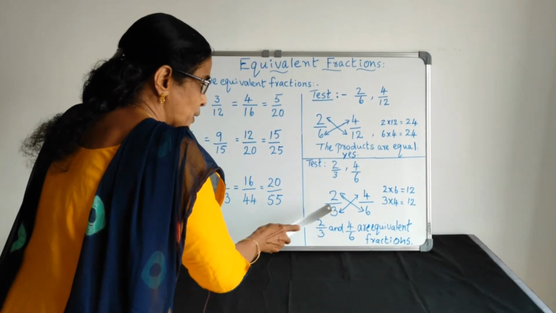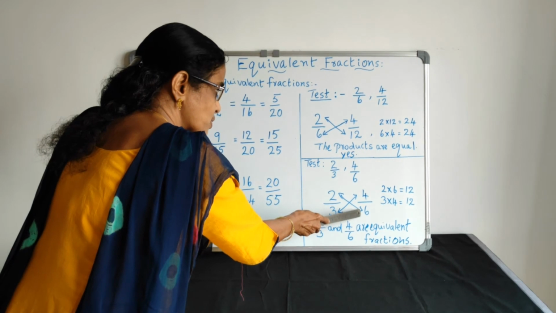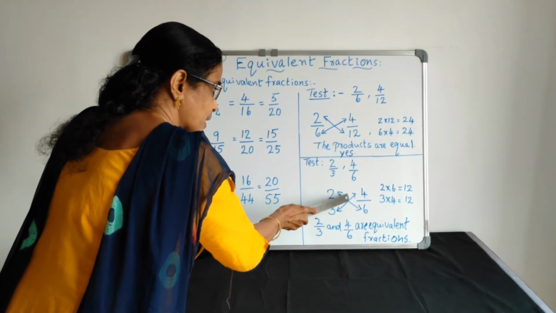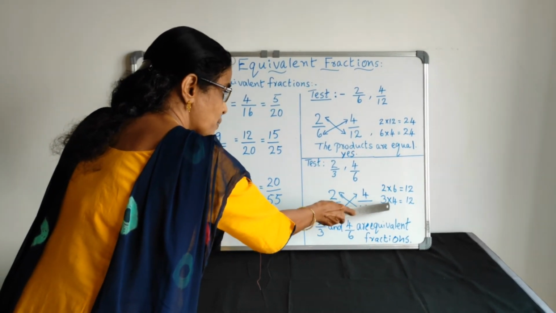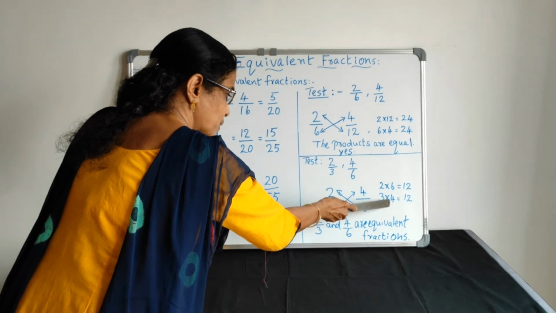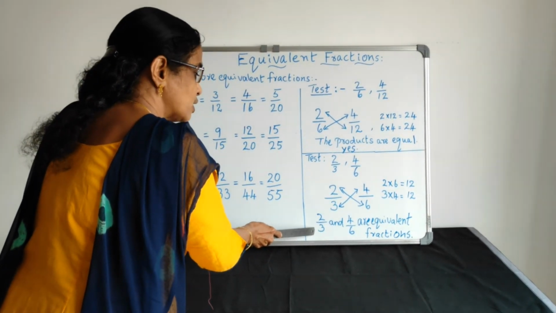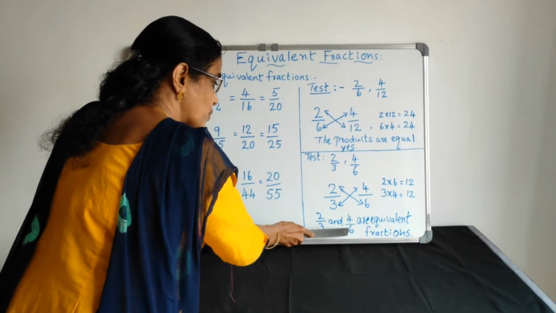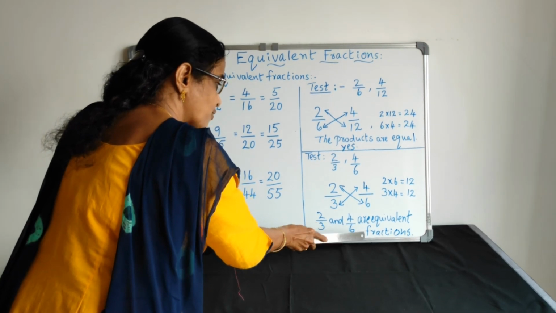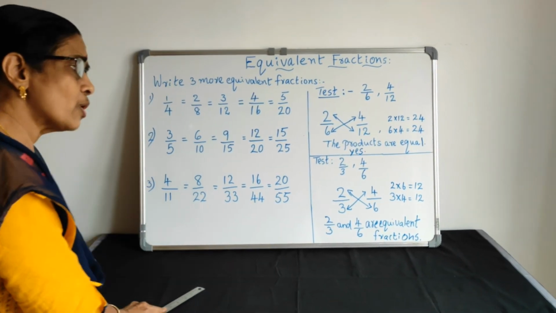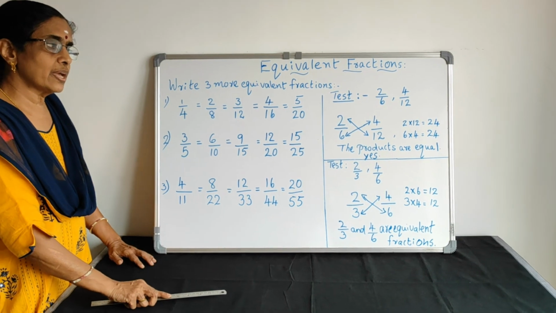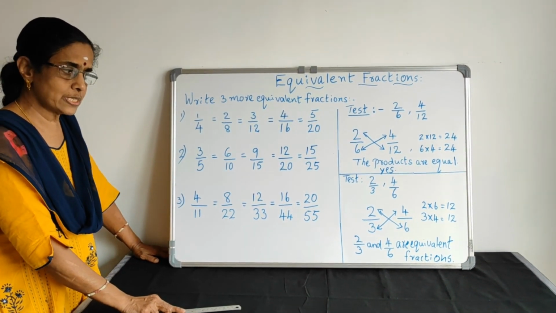You have to cross multiply. 2 times 6 is 12. 3 times 4 is 12. The products are equal. That means the given fractions 2 by 3 and 4 by 6 are equivalent fractions. If the products are not equal, they are not equivalent fractions.